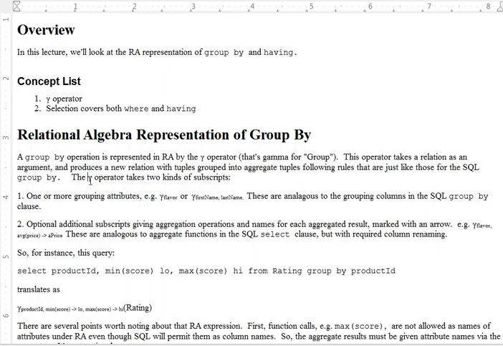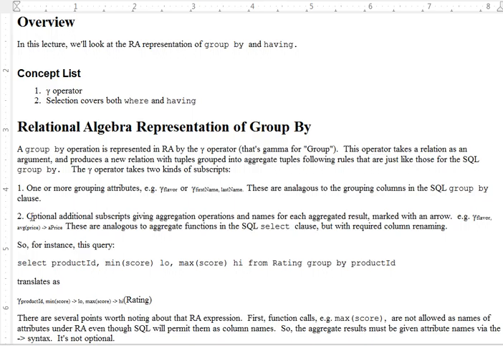The gamma or group by operator takes two kinds of subscripts. First, it takes one or more grouping attributes, so gamma flavor or gamma first name, last name. And these are analogous to the grouping columns in the SQL group by clause. And we can also add optional additional subscripts giving aggregate operations and names for each aggregated result, marked with an arrow. For instance, we can write gamma of flavor and then average price, in the next line here, arrow A price. These are analogous to aggregate functions in the SQL select clause, but with required column renaming.